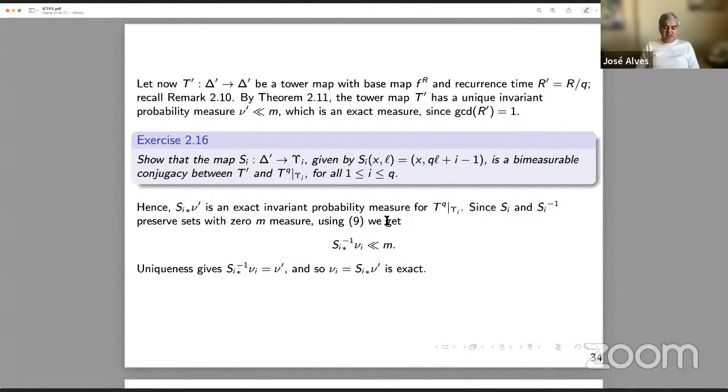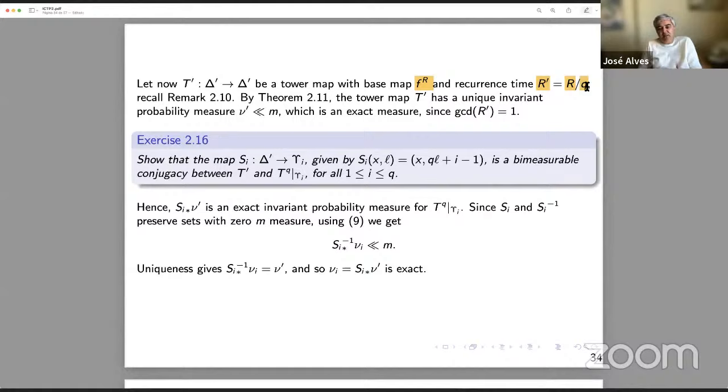So this is for the measures, and for the conclusions on the decay of correlations, what we do, and this is the point where I use the remark on the tower construction. So consider now a tower construction associated to the same map. So this gives a Markov map, but now not with the recurrence times R, but the recurrence times R prime, which are the R's divided by Q. So they are still constant in the elements of the partition.